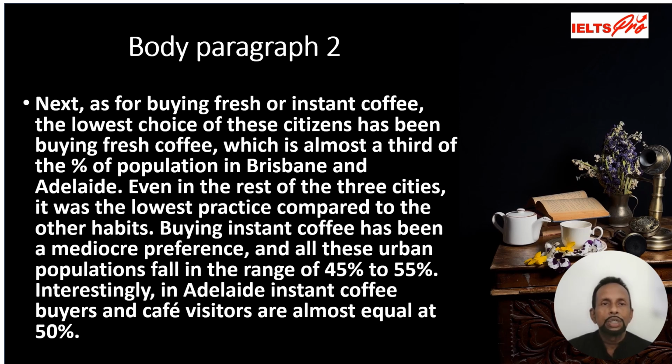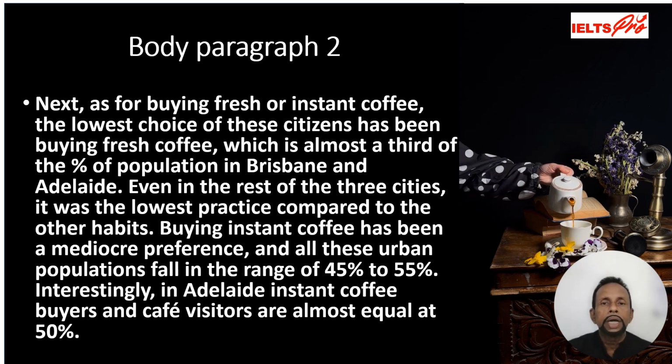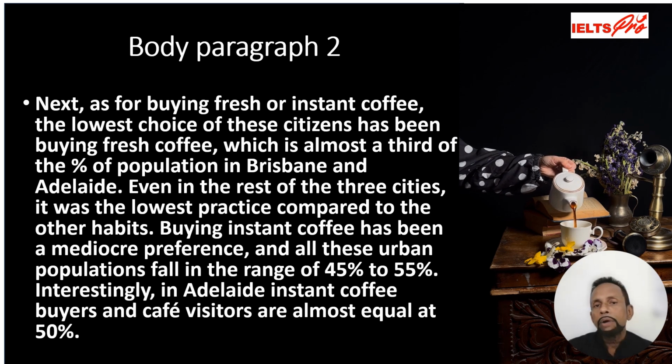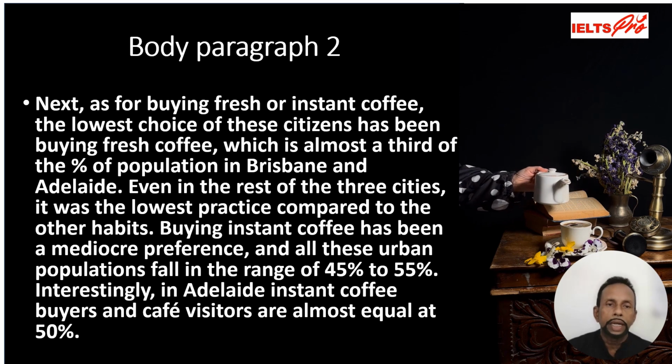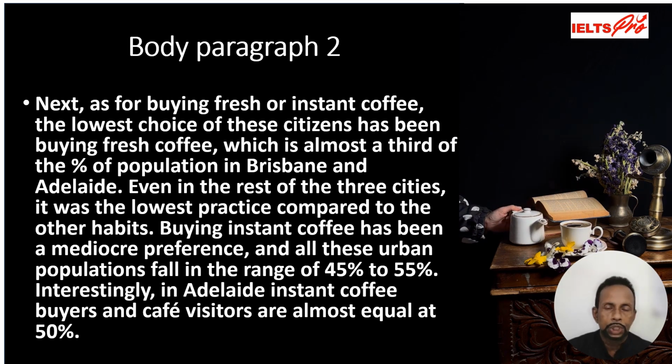Let's look at another student's output. Next, as for buying fresh or instant coffee, the lowest choice of these citizens has been buying fresh coffee, which is almost a third of the population in Brisbane and Adelaide. Even in the rest of the three cities, it was the lowest practice compared to the other habits. Buying instant coffee has been a mediocre preference, and all these urban populations fall in the range of 45% to 55%. Interestingly, in Adelaide, instant coffee buyers and cafe visitors are almost equal at 50%.